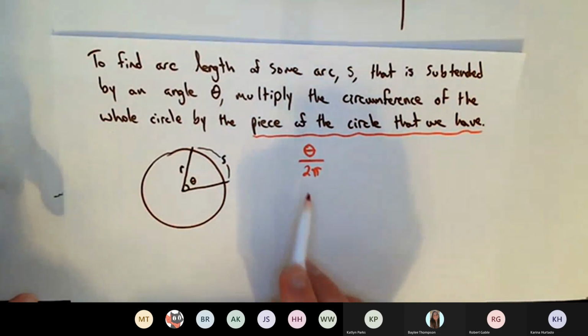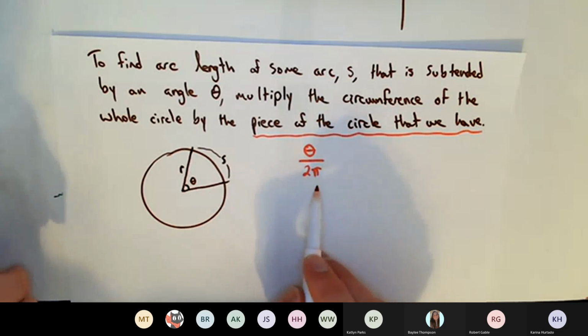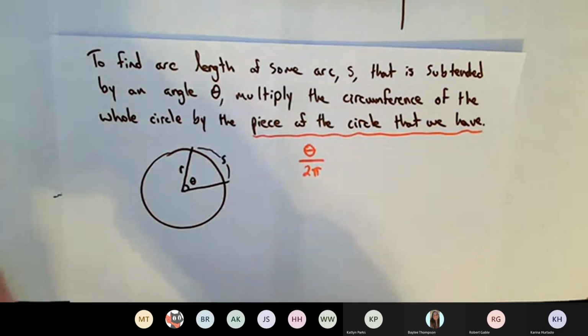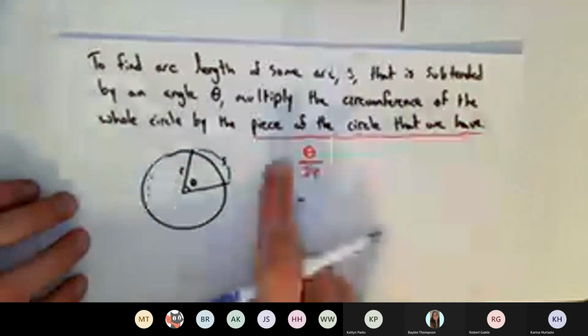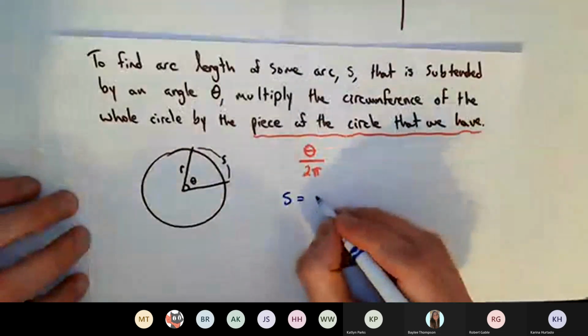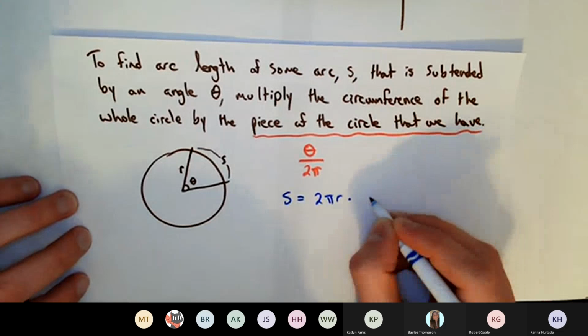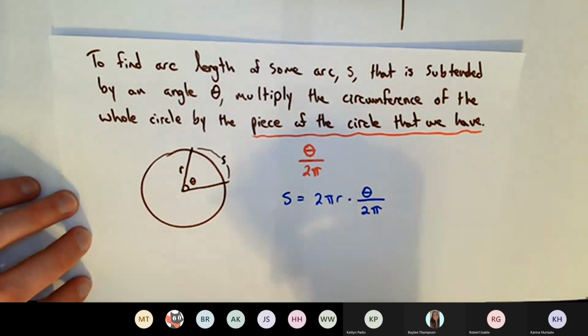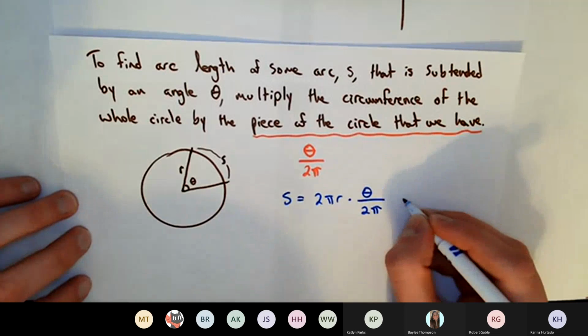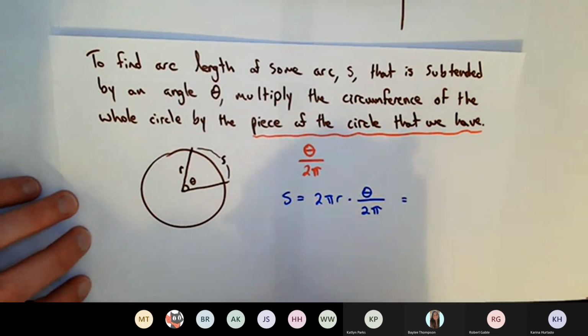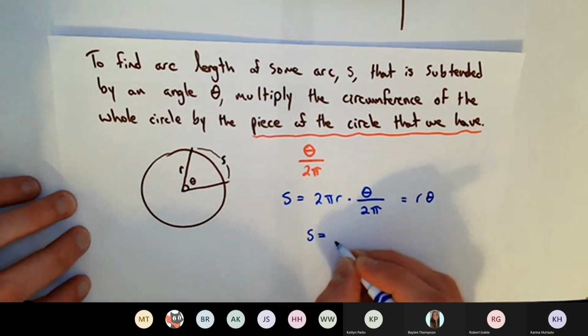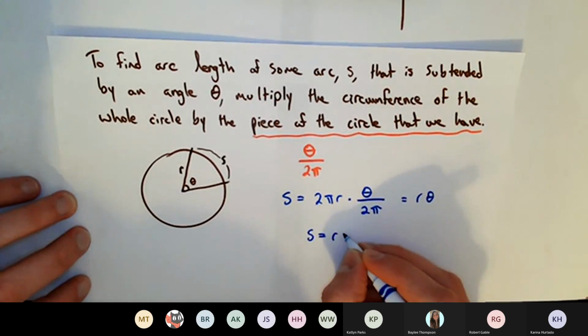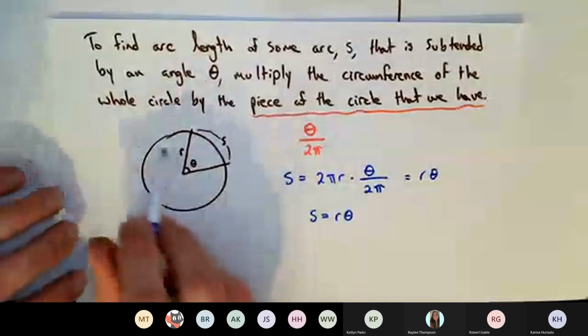So we're going to multiply that piece of the circle we have by the circumference. So arc length is equal to circumference, 2 pi r, times that piece of the circle that we have, and we're going to clean it up. The 2 pi cancels out. We're just left with r theta. So arc length is equal to the radius times the angle that is subtending that arc.